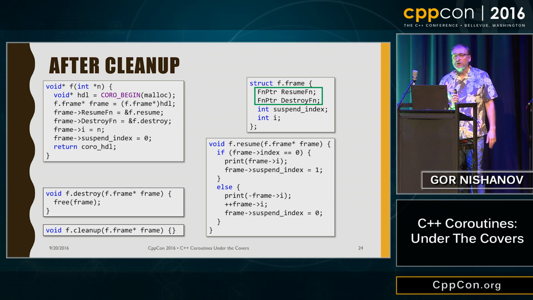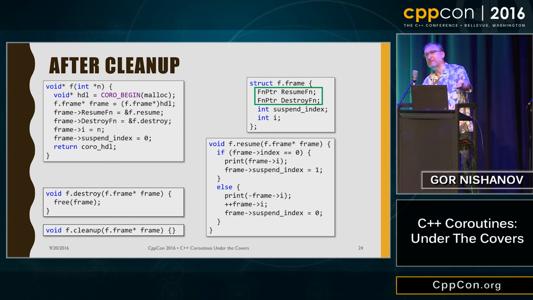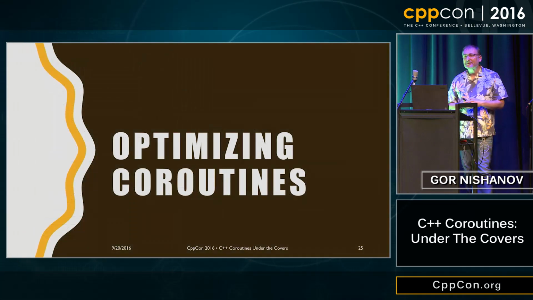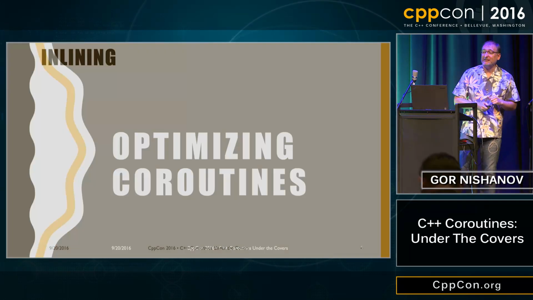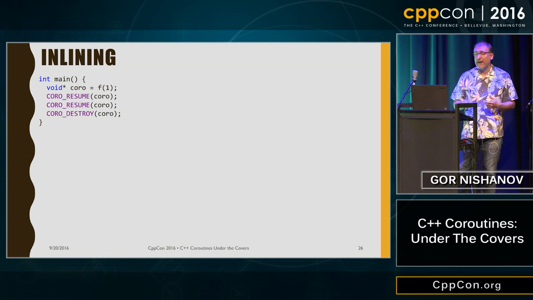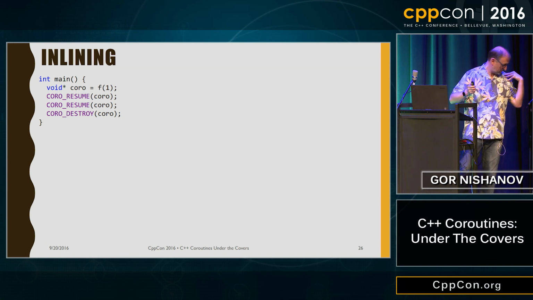So in addition to splitting the coroutine, which is a transformation which potentially can be done in the front end or in the optimizer or even in the back end, there are several optimizations which must be done in the optimizer. And optimizers love inlining. So let's see what happens to main when it calls the coroutine. So the main looks like this. We call the coroutine F. We resume it twice.